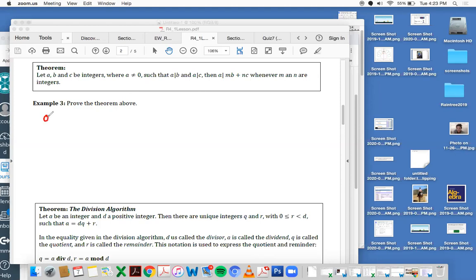So let's see. We start with our premises. A divides B and A divides C. So we're going to do the same as above. B is going to be A times an integer. C is going to be A times a different integer. So both of these are integers.